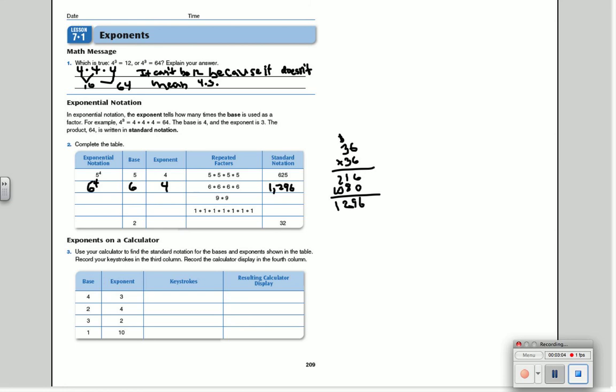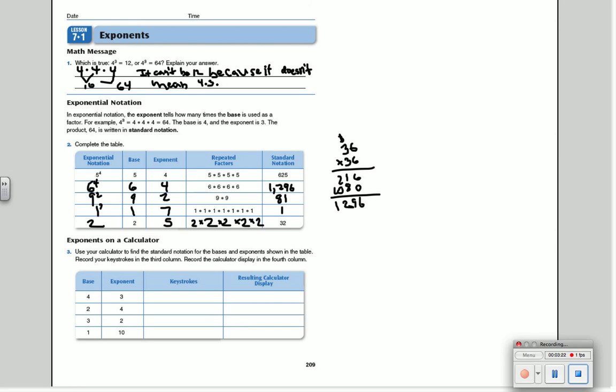Okay, you can see as repeated factors, it's written 9 times 9. So in exponential notation, that's written 9 to the second power, or 9 squared. Our base is 9 and our exponent is 2, which equals in standard notation 81.